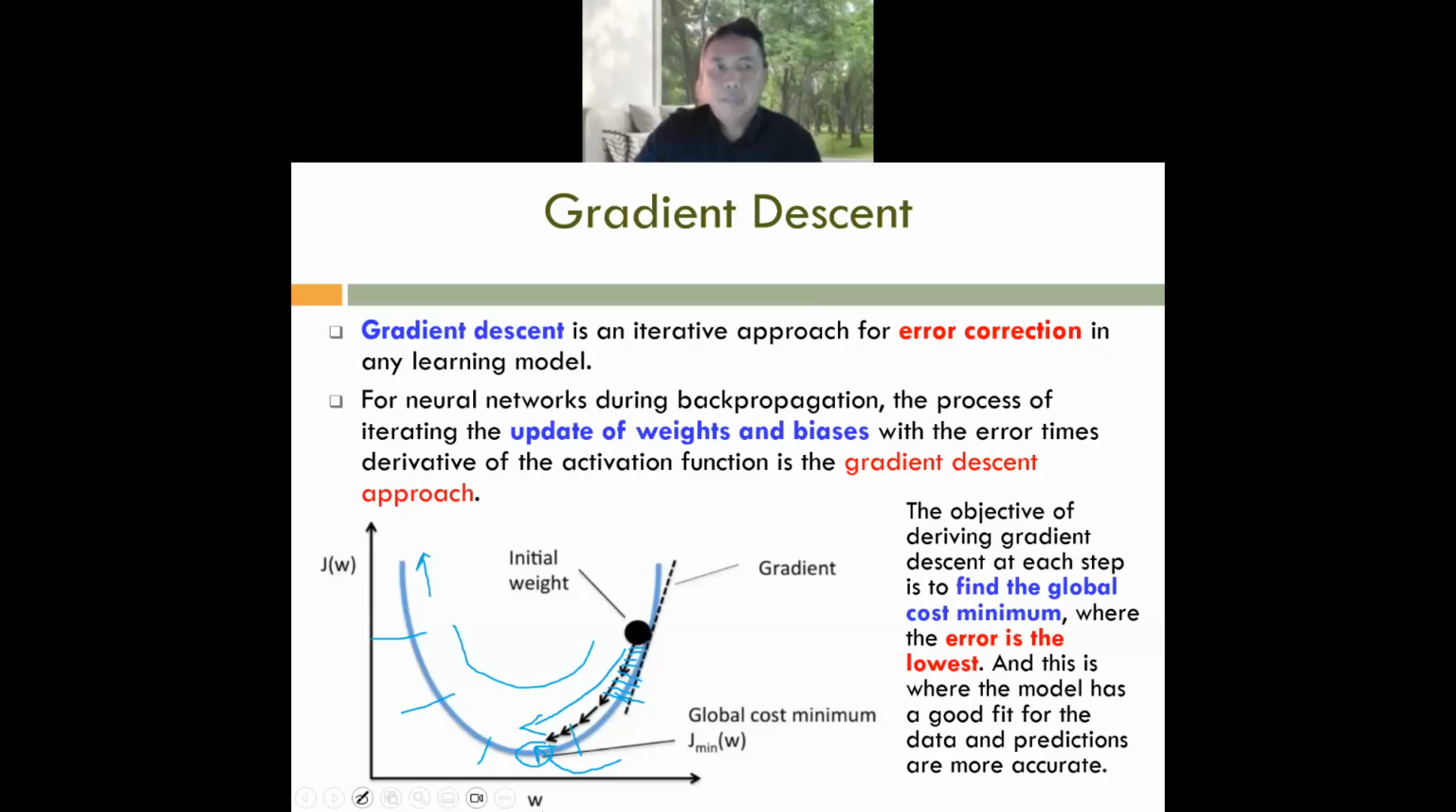That is what we call gradient descent, which is an iterative approach for error correction in any learning model. It determines how much change you need to make in order to reach the minimum cost. A big change makes you pass through it, but too small a change gives you a slow learning rate. So in a neural network we have this parameter called the learning rate. You also need to optimize that, because different domains will have different optimized values.